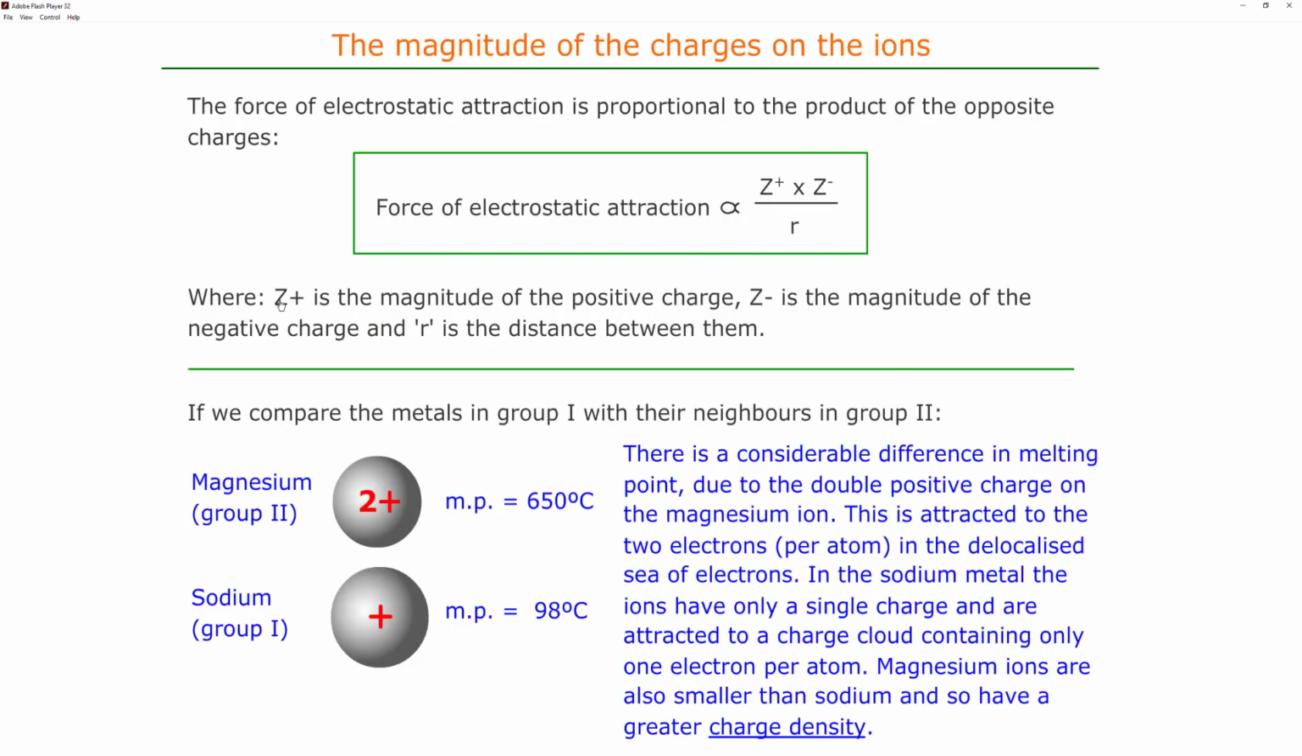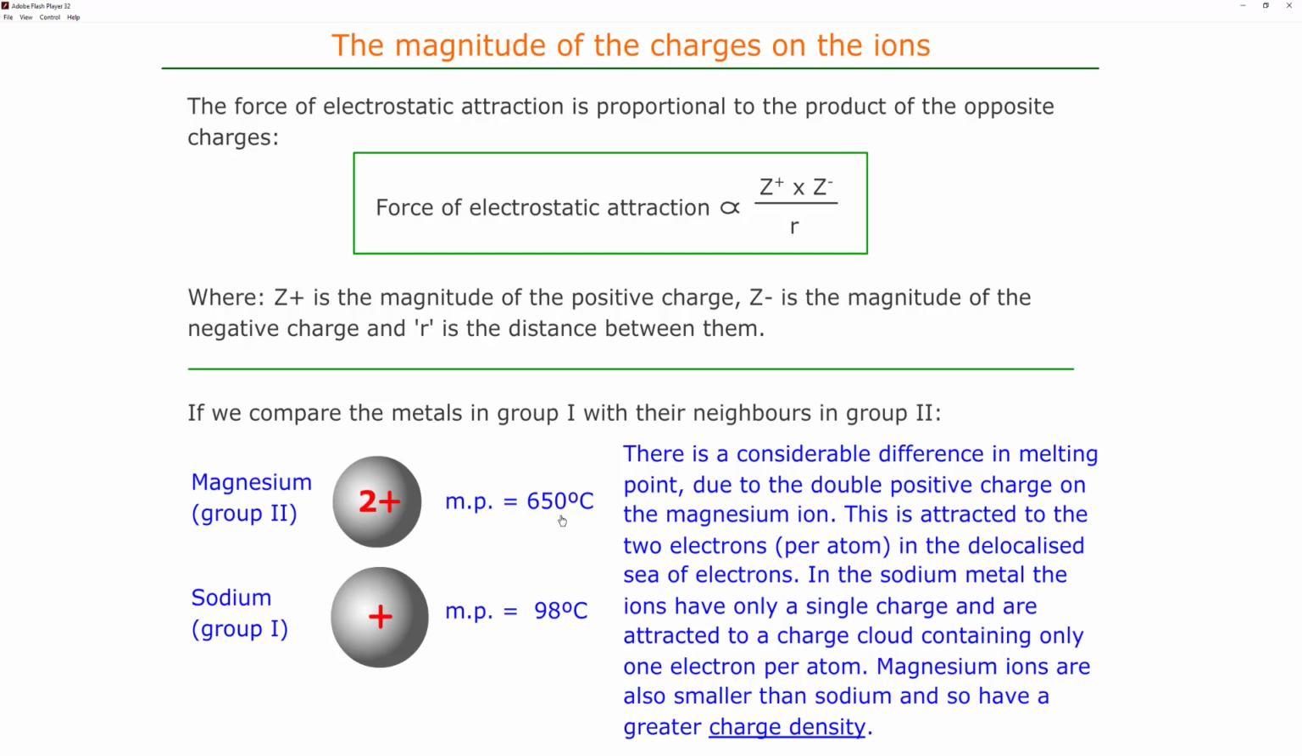If we have a look at a simple case here, we know that the force of electrostatic attraction is proportional to Z+ times Z-. Well, Z- is the electrons. Z+ is the magnitude of the charge on the positive ions. If we have a look at two metals, the metal in group 1 with the metal in group 2, magnesium and sodium, you see that magnesium has got a double plus charge. So that means it will be surrounded by a sea which contains 2 electrons per atom, and they will be attracted to the double plus charge.